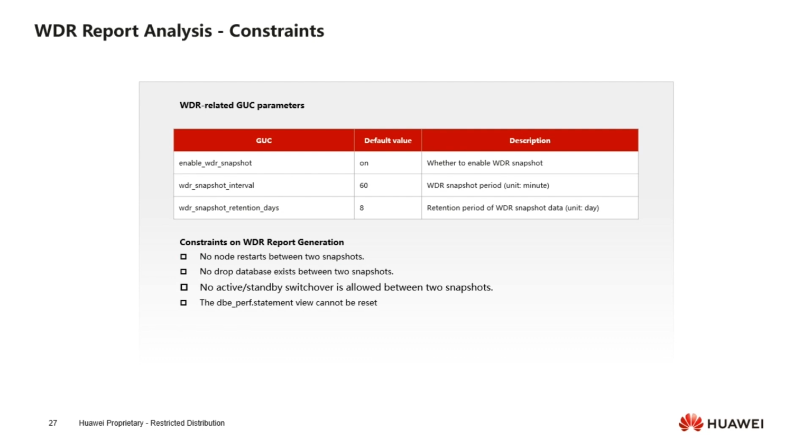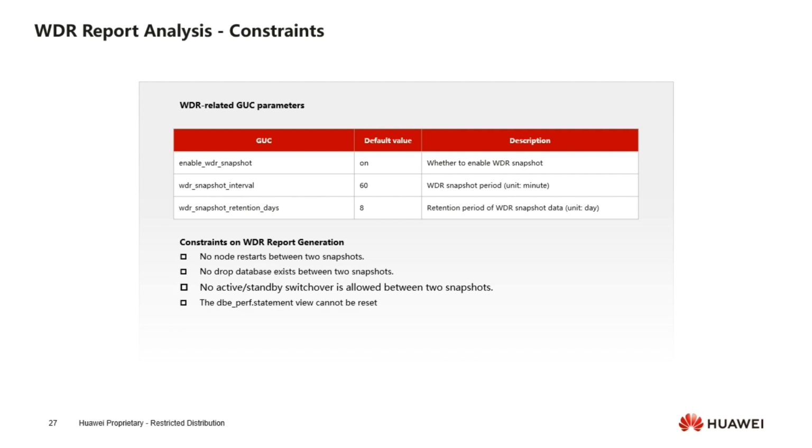We are then going to go through the GUC parameters and restrictions on the WDR tool. For GUC, we have enable_wdr_snapshot. It simply controls whether we are using the WDR, and it's on by default. And we can set how frequently the database takes snapshots of its performance metrics. There is another one called wdr_snapshot_retention_days. It allows us to specify the duration that we would like to keep the WDR snapshot on disk.